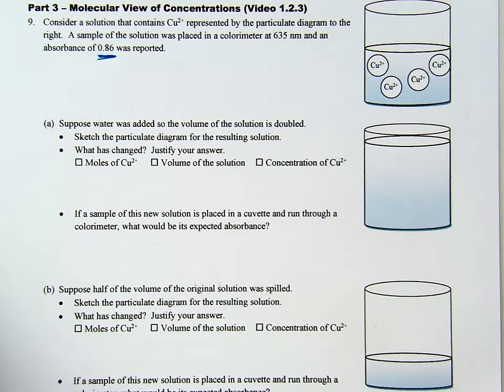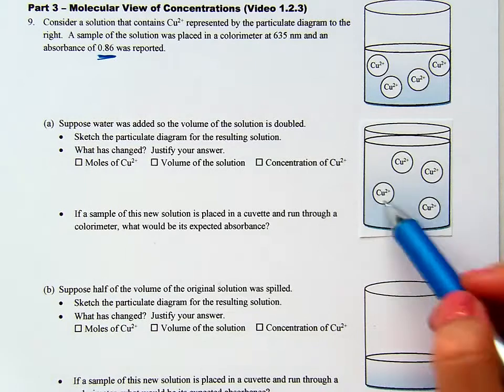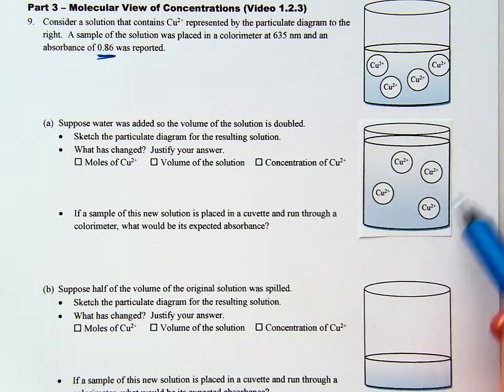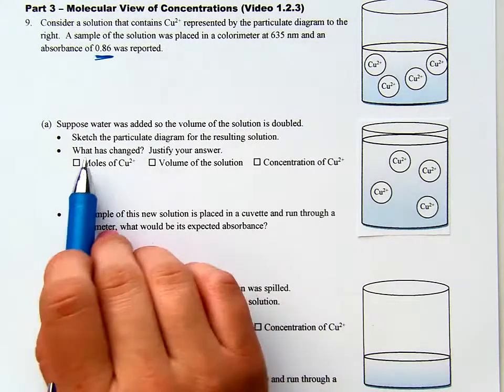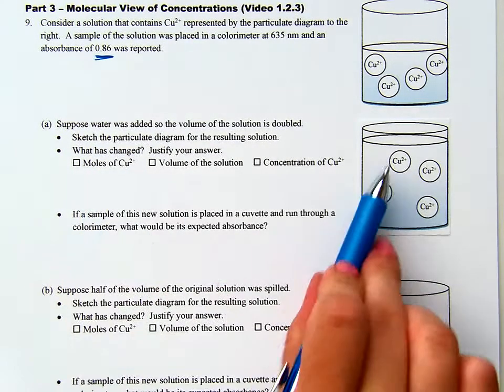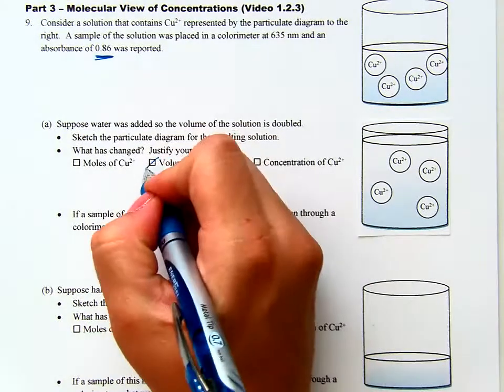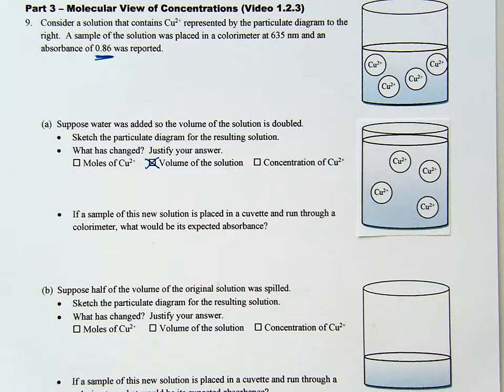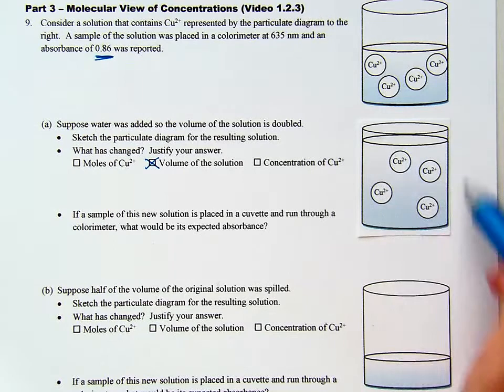Okay, so hopefully you've realized that you've only added water, so none of the coppers have gone away. So basically the coppers are just a little bit more spread out in our solution, and our total solution is just going to be more dilute because we just have some more water in there. So what has changed? The moles of copper have not changed. We still have the same amount of copper. The volume of the solution, well, yes, that changed because we added some, so that one should be checked. The concentration of copper has definitely changed. Our concentration has gone down because we have fewer moles of copper per bigger area. So the concentration has changed.